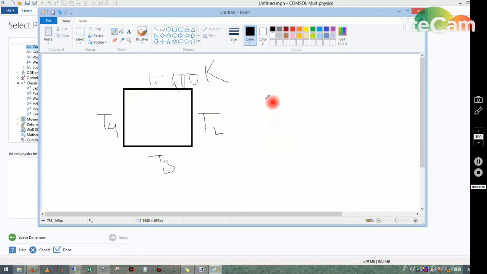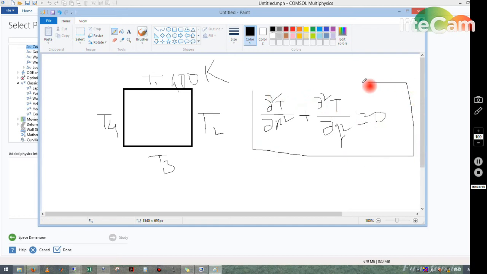Obviously, in steady state the equation looks like del square T by del x square plus del square T by del y square equal to 0. So this is the steady state heat equation in 2D. The nature of this particular equation is called the Laplace equation. So when we were taking the heat transfer in solids problem, basically we were solving the Laplace equation, since it was a steady state case.